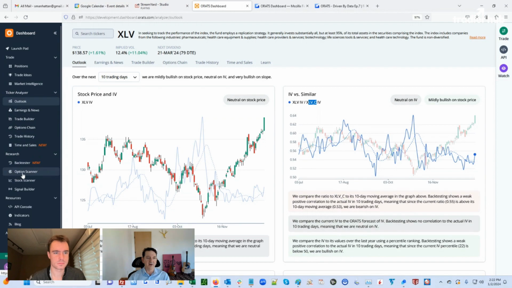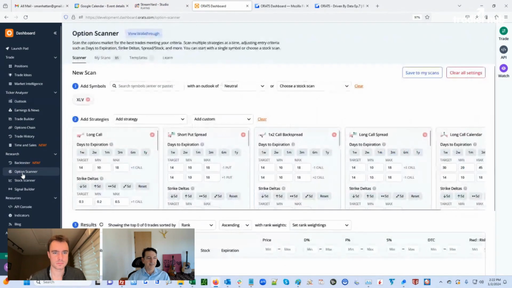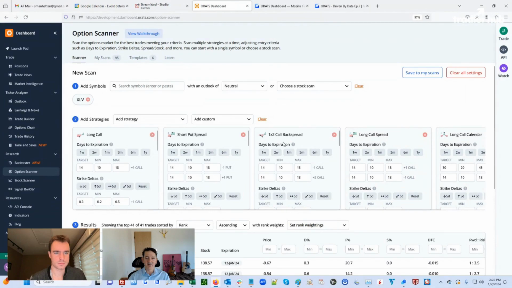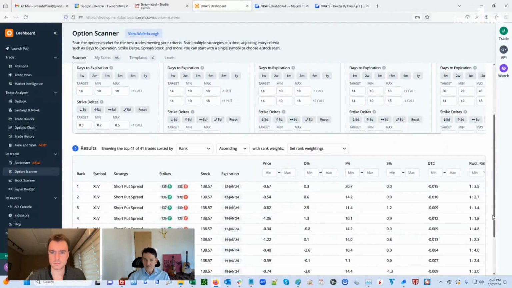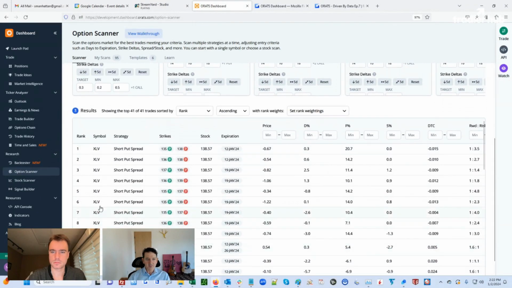So let's go to the option scanner. And let's go XLV. There it is. And here are some long strategies. Now we have the call calendar in there as well. So we're looking at these 1, 2, 3, 4, 5 different strategies, and how do you find the best one?